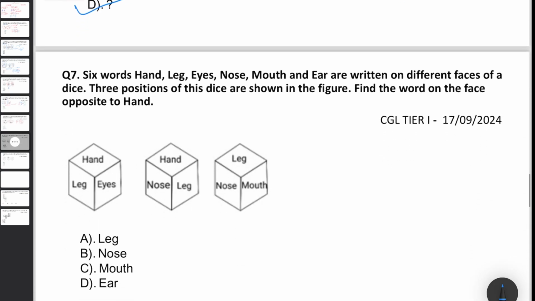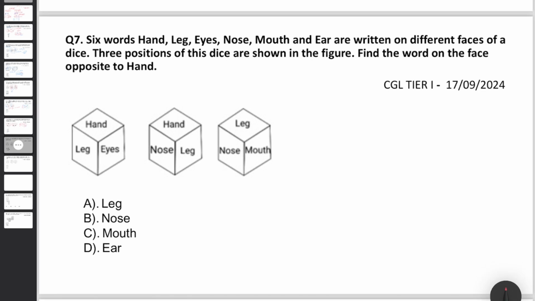Let's move on to the next question. The next question says six words hand, leg, eyes, nose, mouth, and ear are written on different faces of a dice. Three positions of this dice are shown in the figure. Find the word on the face opposite to hand. As usual, let's pick these two.